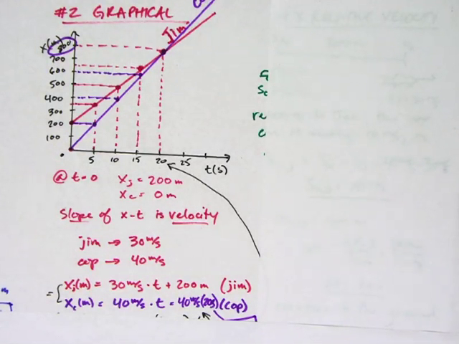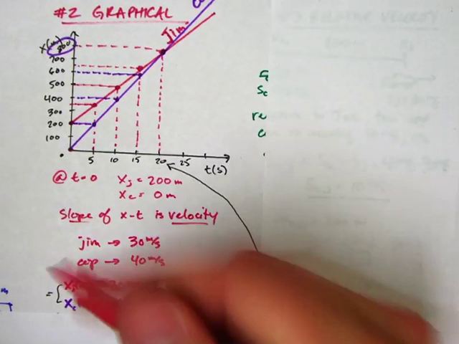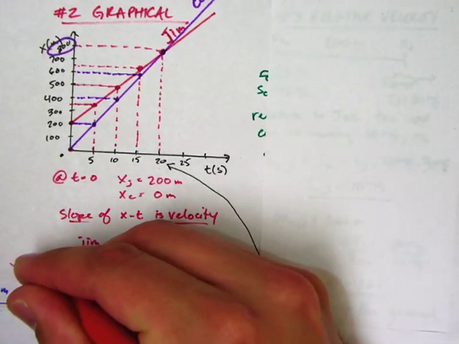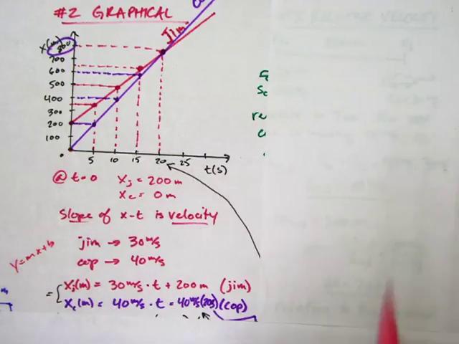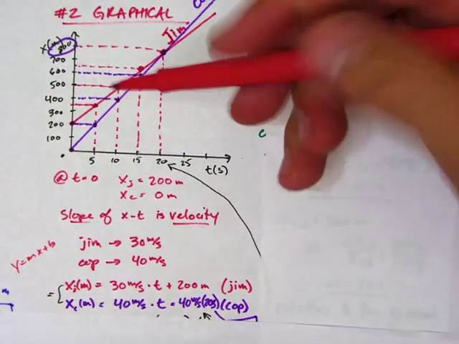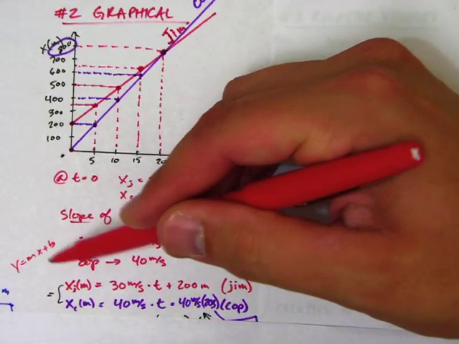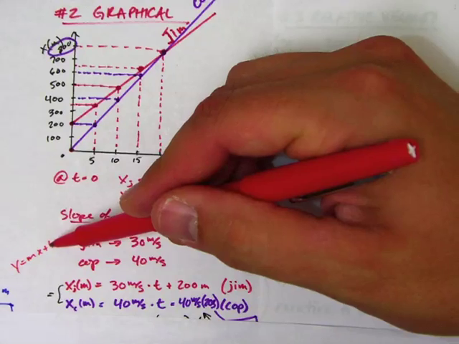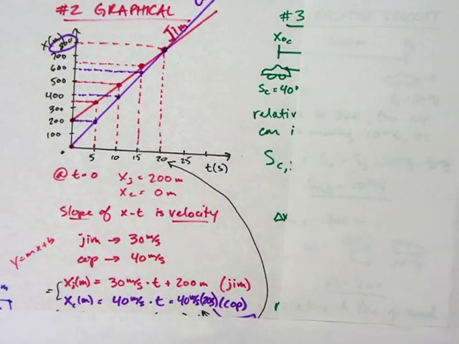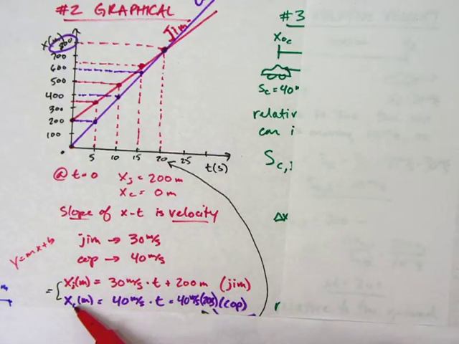So I didn't write that down. Maybe I can write that down so that you're aware. So this is y equals mx plus b, slope-intercept, where y is position, m is the slope, which is the velocity, x variable is time, and then my y-intercept is 200 for Jim. And for the cop, there is no y-intercept, it's 0. So I have these two equations. Position of the cop is its slope, 40, times the x variable t.